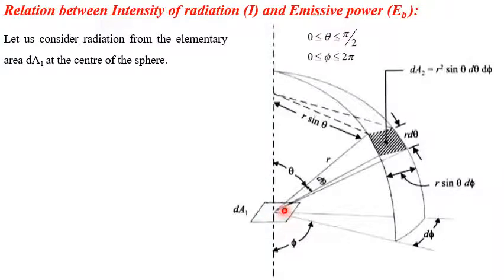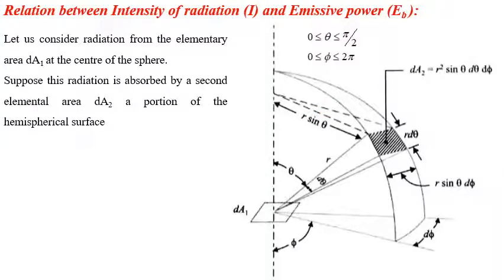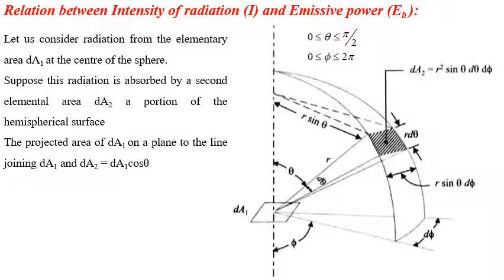Okay, so we will consider radiation from this elemental area dA1 to the center of the sphere, and the radiation absorbed by a second elemental area dA2, a portion of the hemispherical surface. The projected area of dA1 on a plane normal to the line joining dA1 and dA2 is equal to dA1 cos theta.